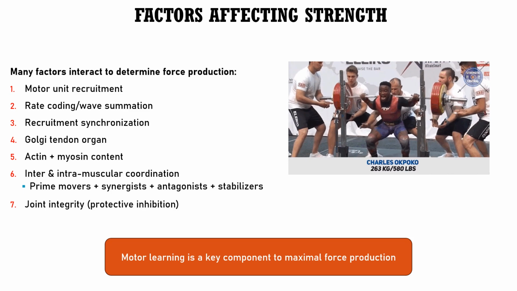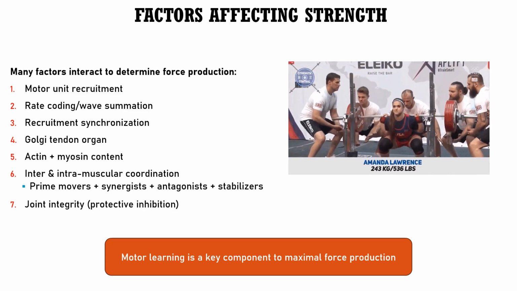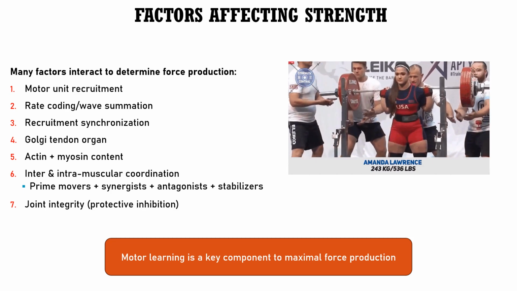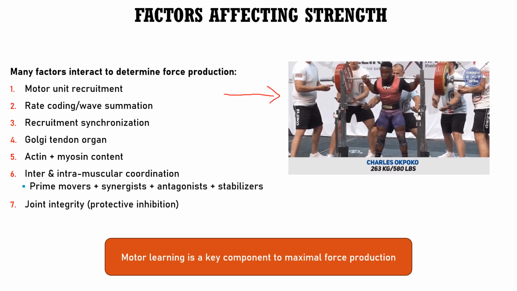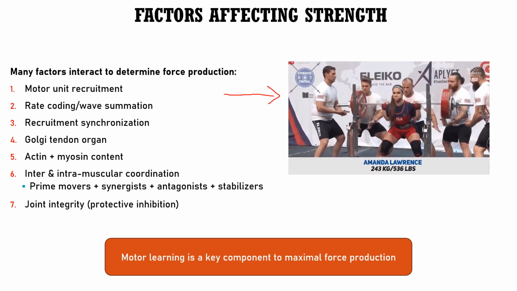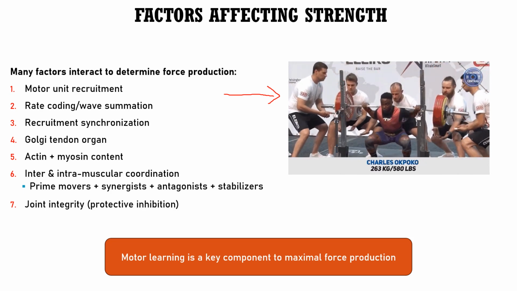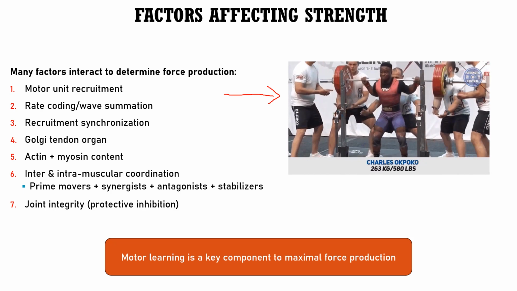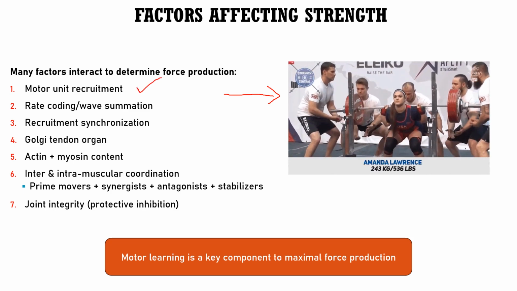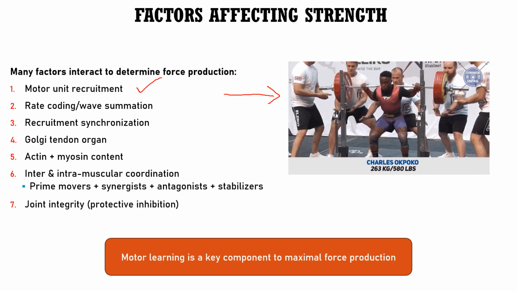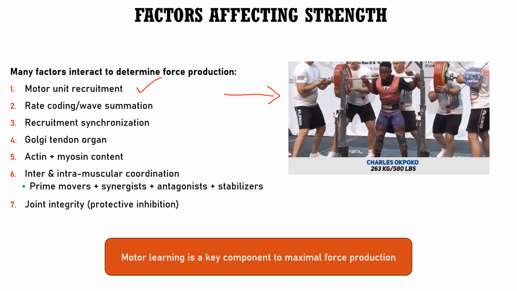When it comes to force production, there are many factors that interact to determine the amount of force produced and ultimately the amount of weight that someone can lift. So if we take a look at the images on the right here, the question is, what factors are coming together to allow these individuals to stand up with these very heavy weights during the squat? So factors such as motor unit recruitment. How many motor units are we able to recruit? And can we recruit the higher threshold motor units that are capable of producing more force?